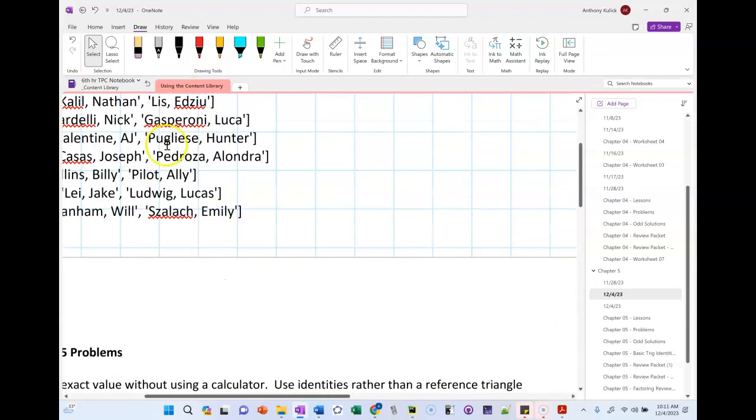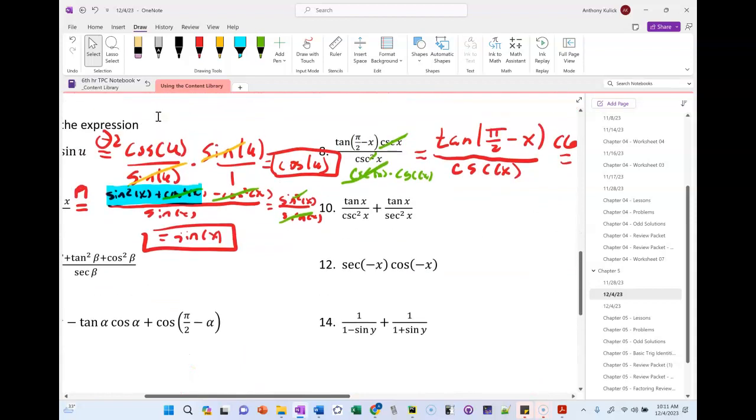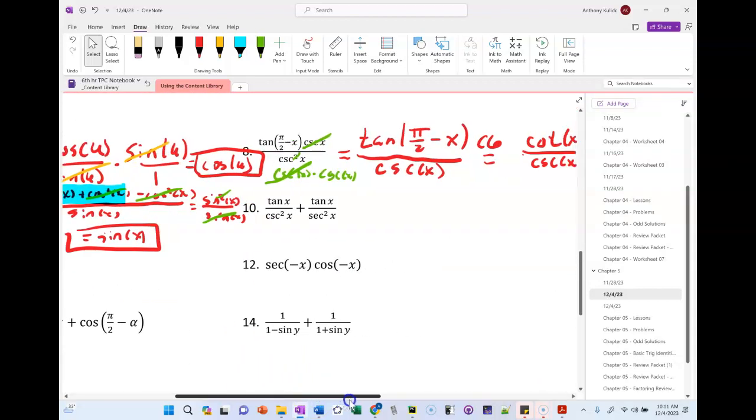All right, let's see who's next. AJ and Hunter, number 10.